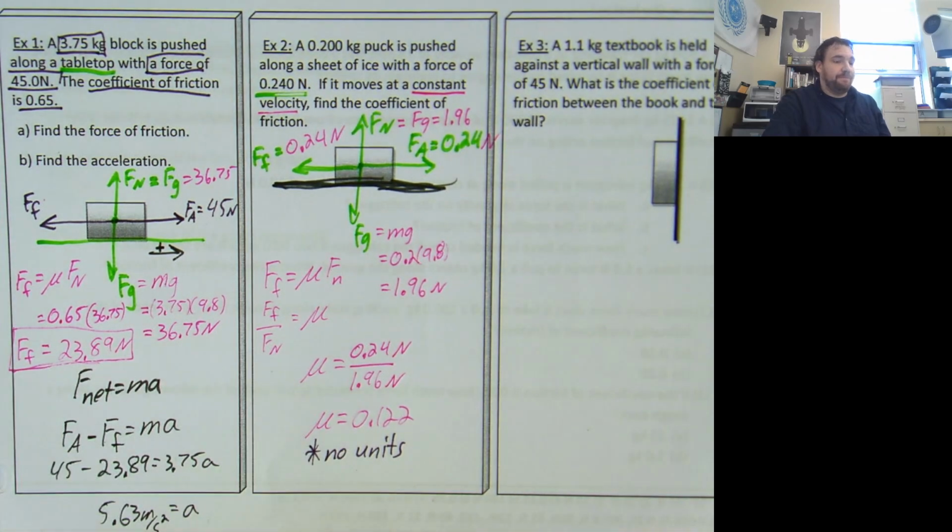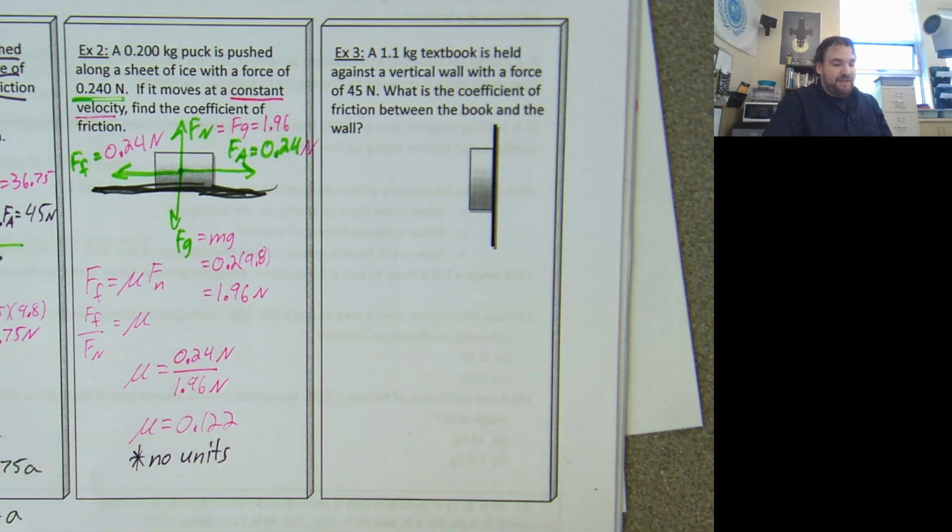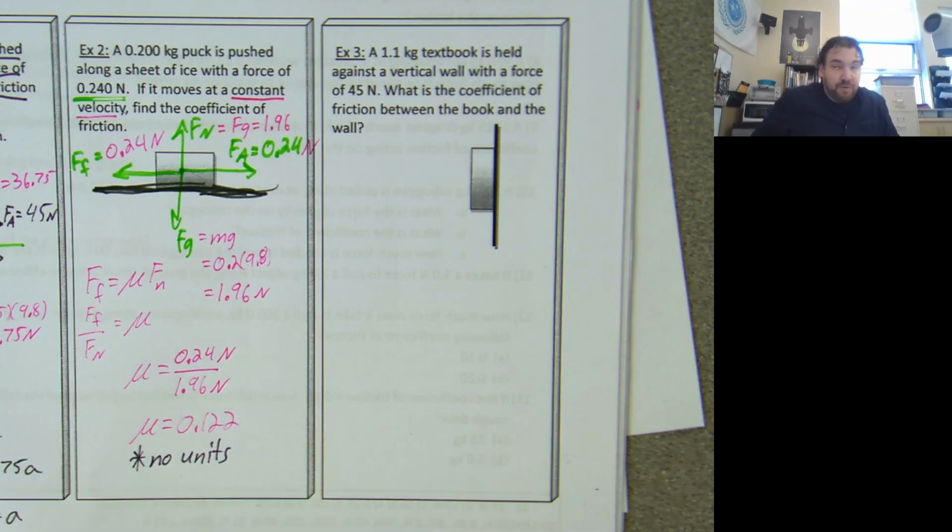One more example. A 1.1 kilogram textbook is held against a vertical wall with a force of 45 newtons. What is the coefficient of friction between the book and the wall?